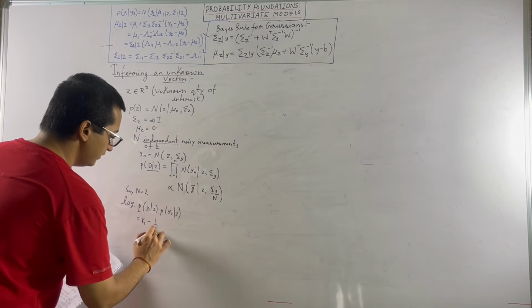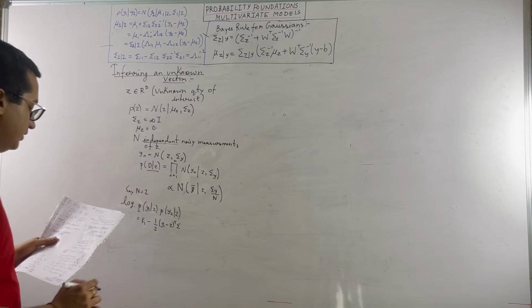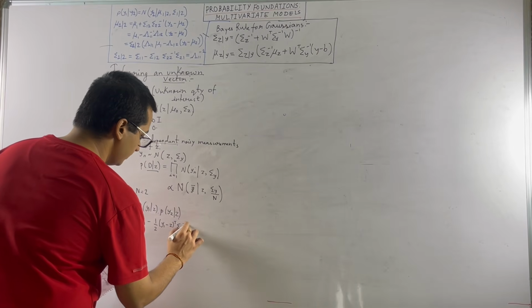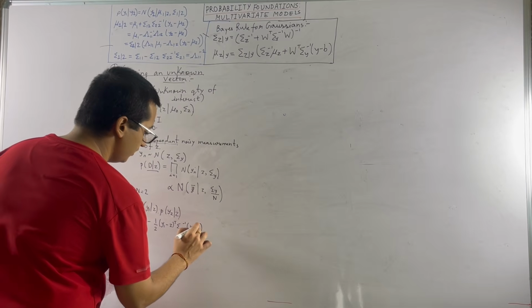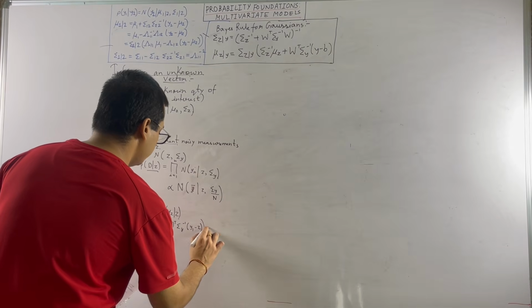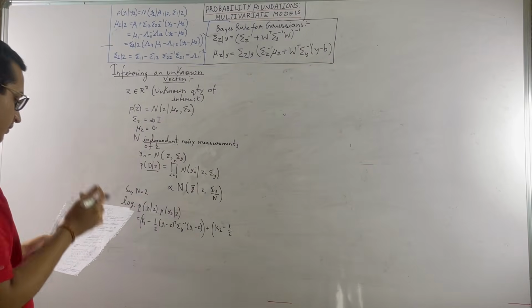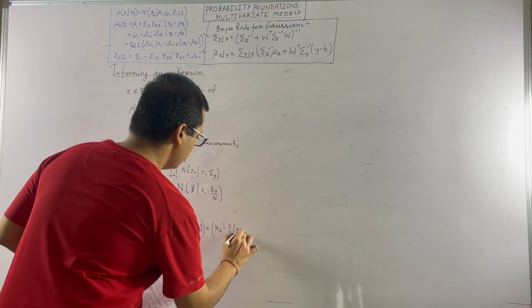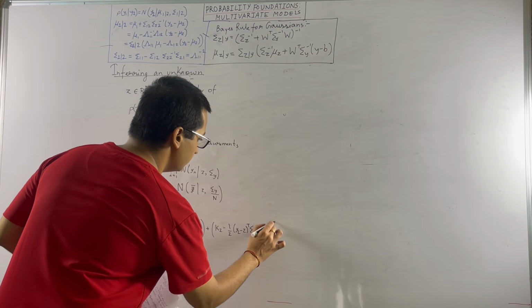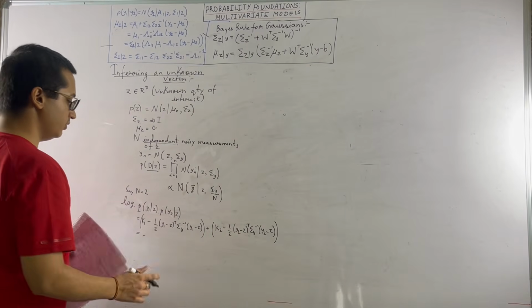And what you have is minus half, y1 minus z transpose sigma y inverse, y1 minus z. And for this part as well, you have some constant k2, minus half, y2 minus z transpose sigma y inverse, y2 minus z. This is what you have. So the constants you can take out, we do not care about the constants.